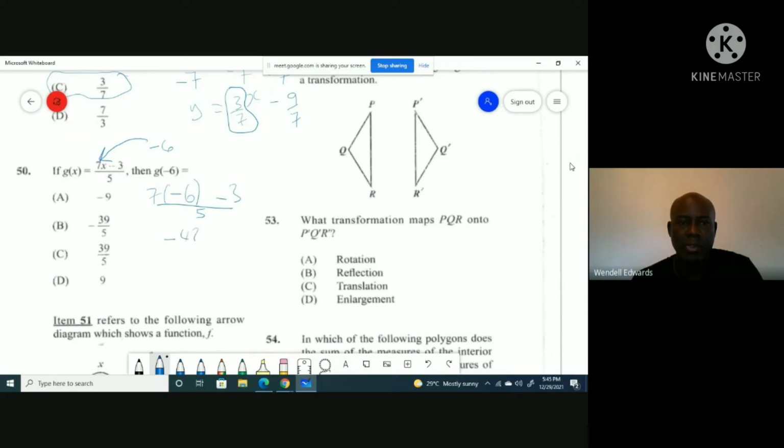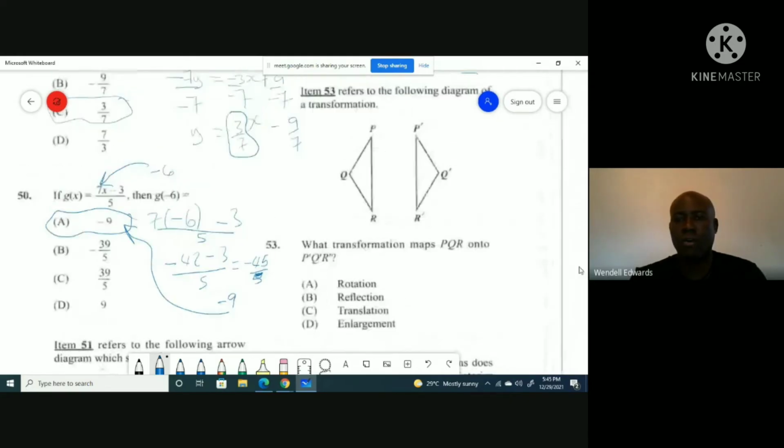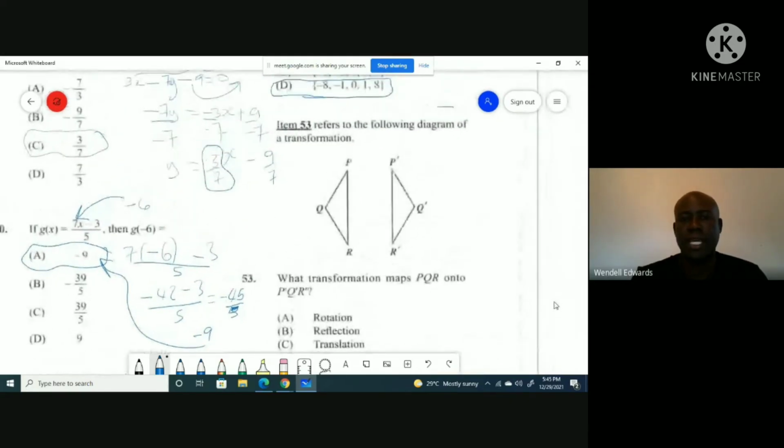Negative 42 minus 3 over 5. This is going to land me negative 45 over 5. And that's going to give me negative 9. So I'm looking at getting a negative 9 right here, which is that for my answer. So there it is. We're finding g of negative 6 in the g function there. Let's look across here. Question 50.